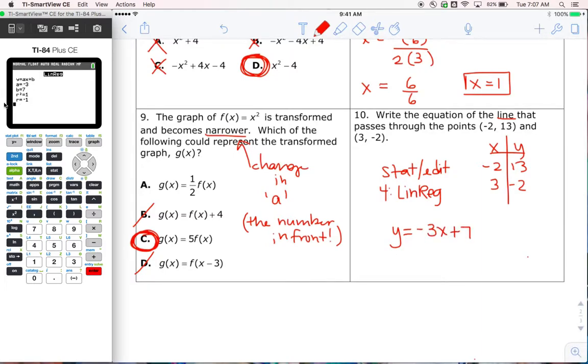Remember, the r values are just your diagnostics. That's not part of your equation. Your y equals equation just uses the a and the b. So -3x plus 7.